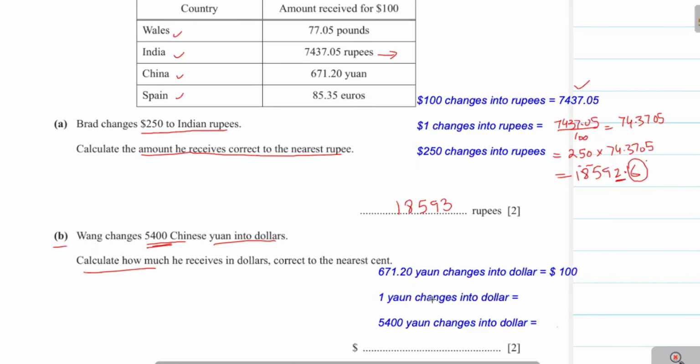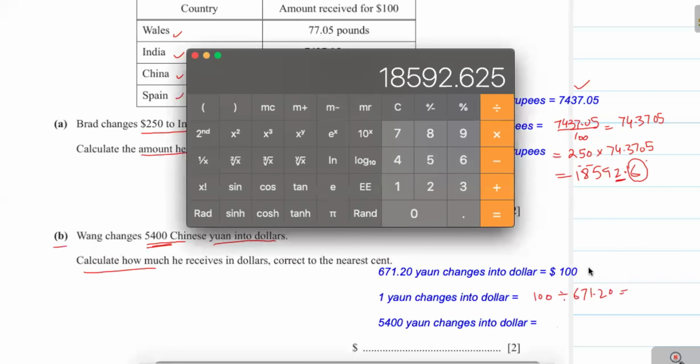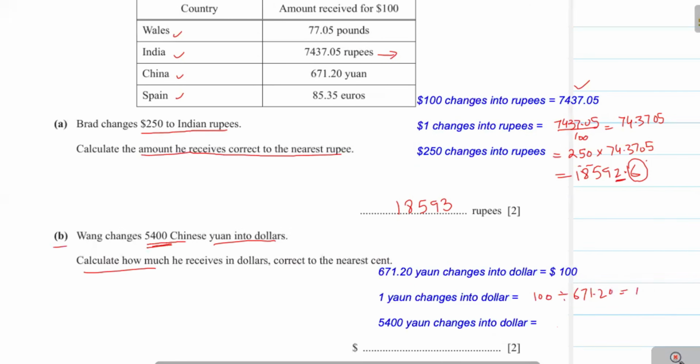The 1 yuan into dollars is equal to 100 divided by 671.20. Now we calculate this value, 100 divided by 671.2, and this value is equal to 0.1489. Now 5,400 yuan change into dollars.